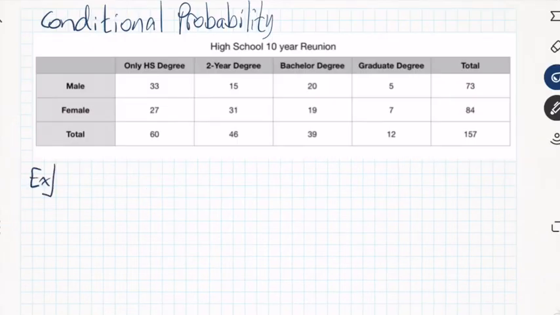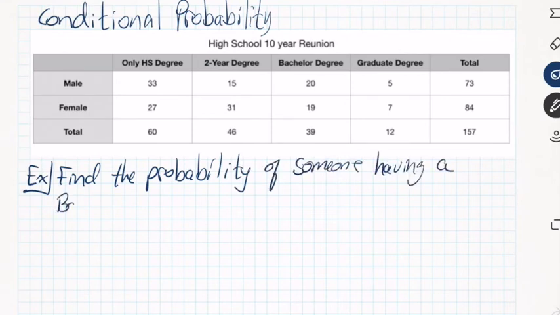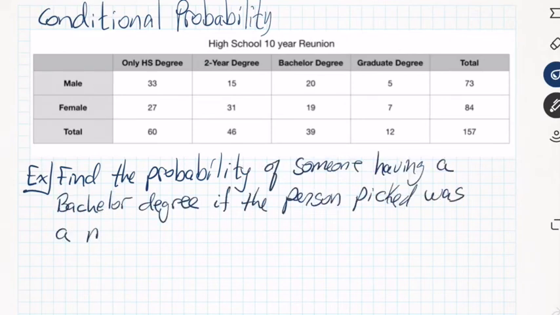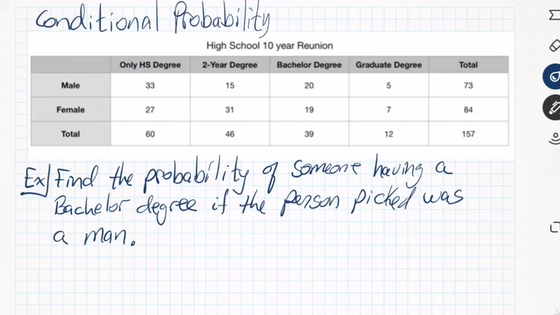So I wanted to introduce the idea of what's called a conditional probability. So if I want to find the probability that someone has a bachelor degree if the person picked was a man. Basically what this is doing is taking the entire room and separating it into men and women and only focusing on the men. So when I go looking for my outcomes, it has to come from just the men. So basically we're ignoring all the females and we're only picking on the males.